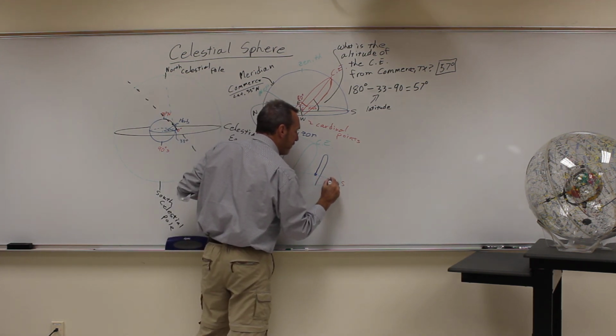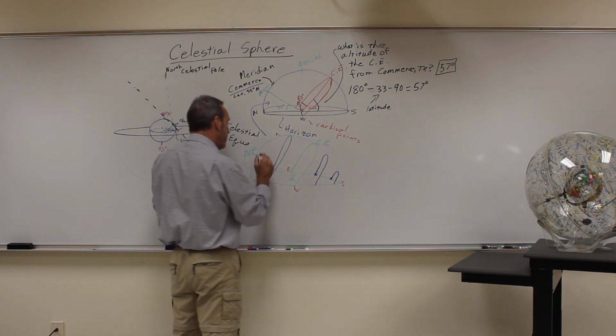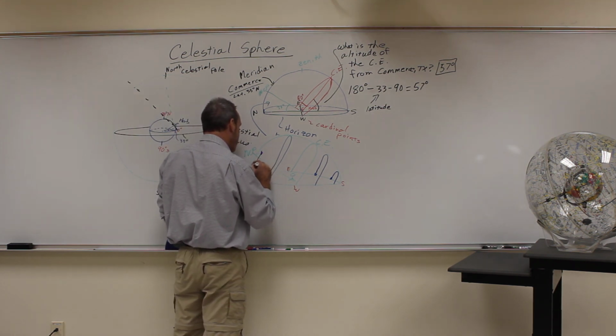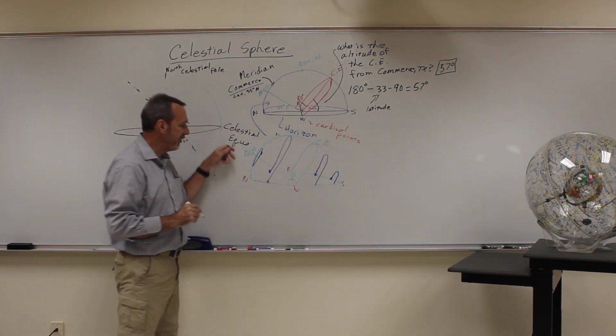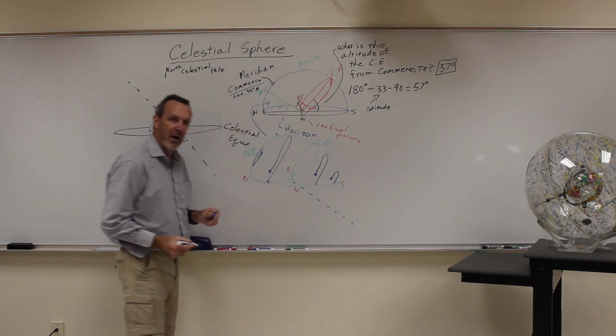So stars down here we won't see very long because they're going to make a little path like that. Now if you get a star up here, it's going to make a circle around here. They're all going to rotate around the pole.